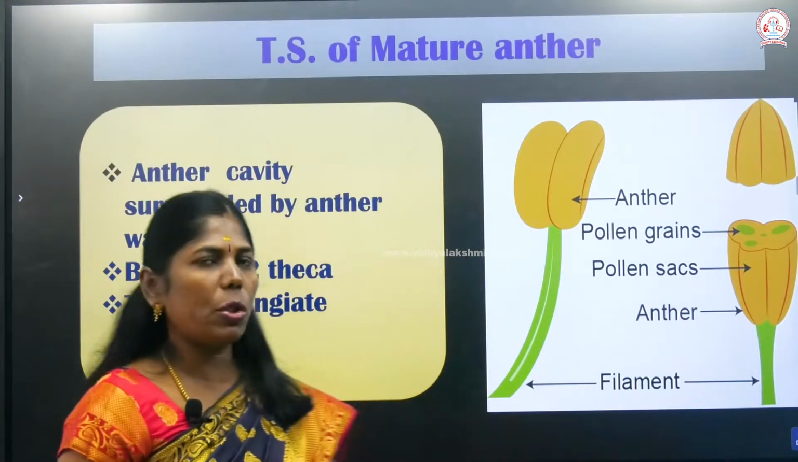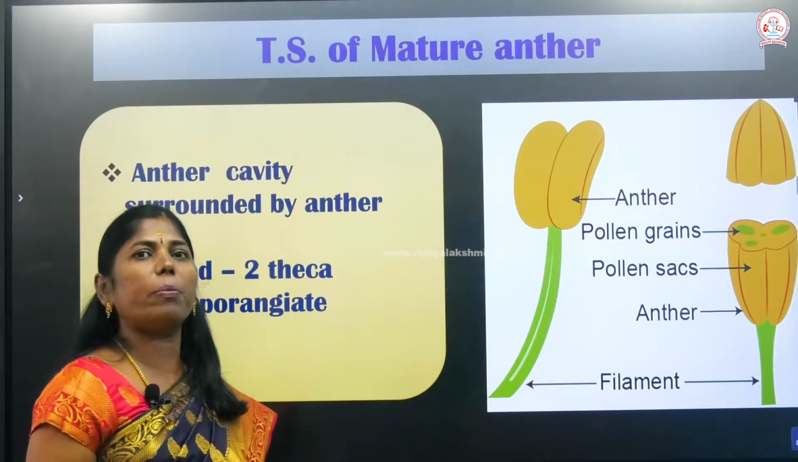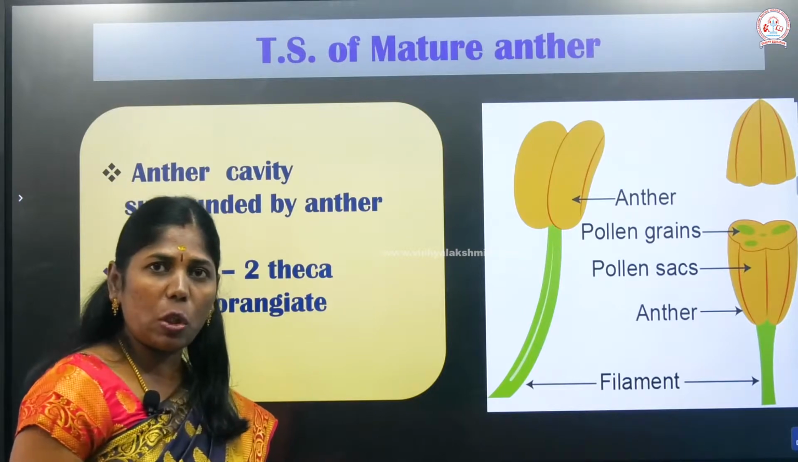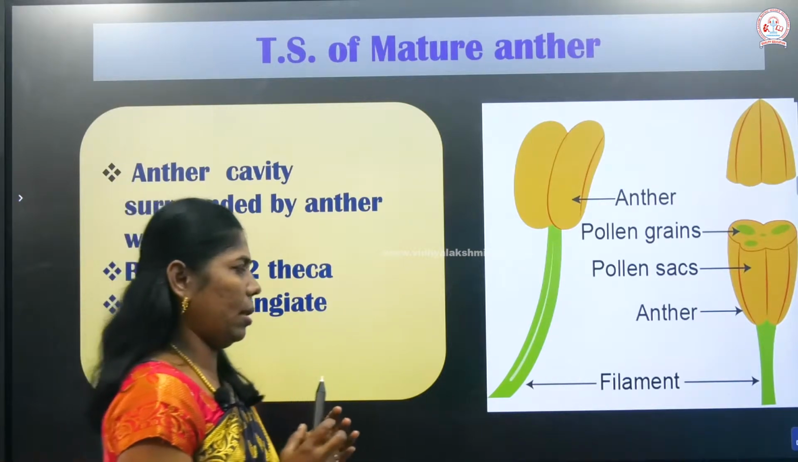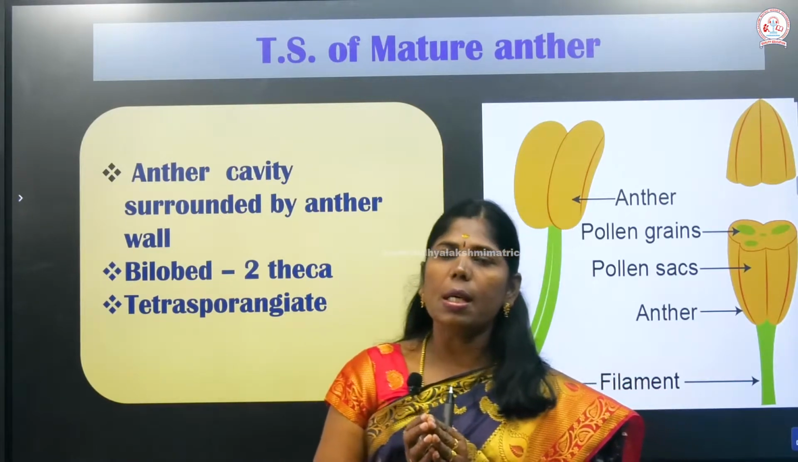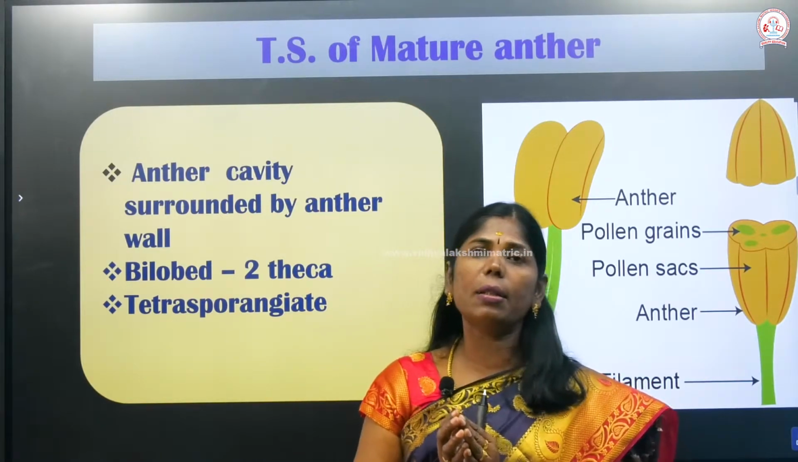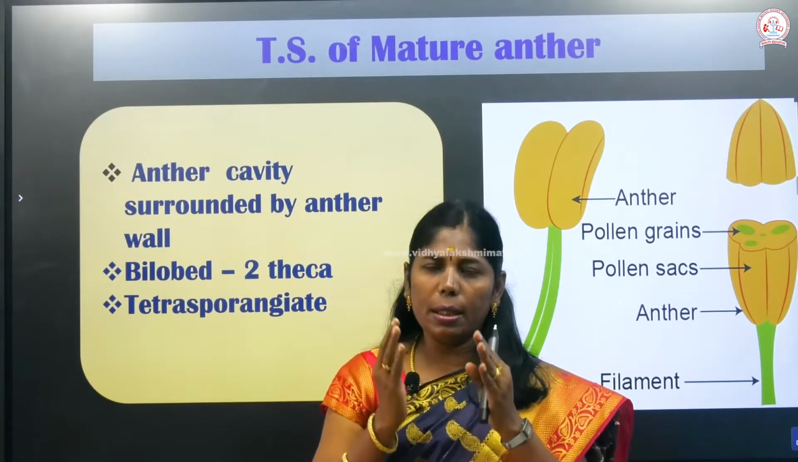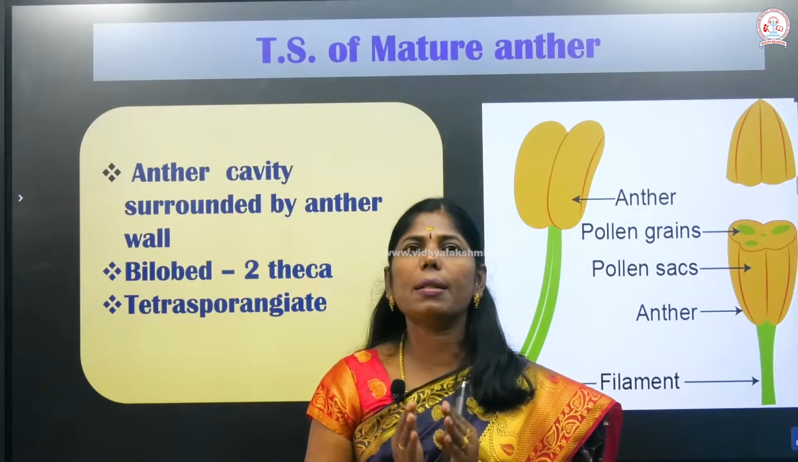So, TS of mature anther is a transverse section of a mature anther. It has a cavity, and the cavity is covered by an anther wall. So, how many wall layers are there? It has 4 wall layers: the epidermis, the endothecium, the middle layer, and the innermost layer, the tapetum.